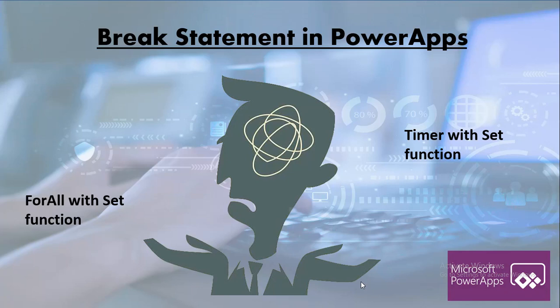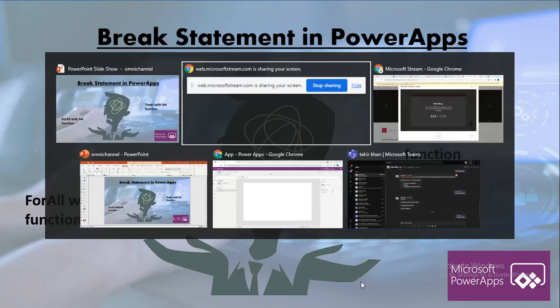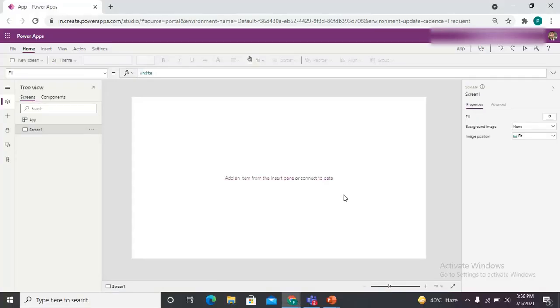So the other option we can use to break the loop is the timer with the Set function. The timer can be used to make any type of loop, and the Set function can be used to get the condition from which the loop is breaking. So without wasting much time, I'm just navigating to my screen. Okay, so here it is.